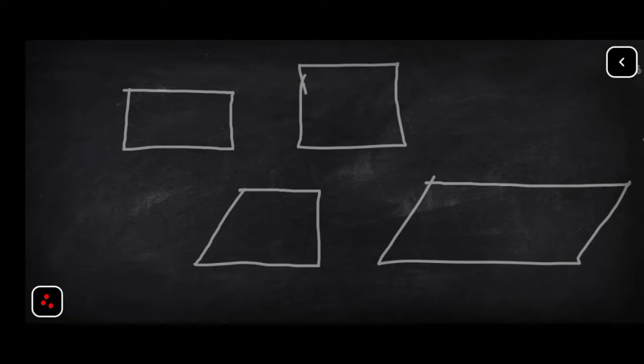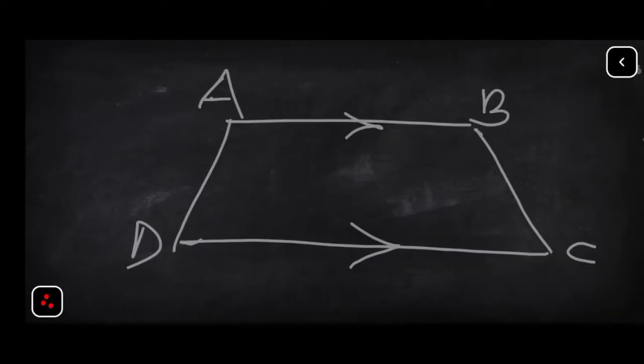The first type of quadrilateral we're going to discuss is the trapezium. A trapezium is a quadrilateral which has one pair of parallel sides. See the figure, side AB is parallel to DC. There is only one pair which is parallel to each other.